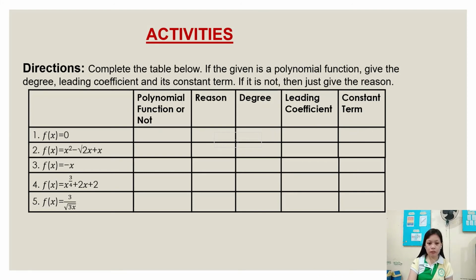Let us have number 1: f of x equals 0. Let's find out if it is a polynomial function or not, its reason, degree, leading coefficient, and constant term. If your answer for number 1 is polynomial, then your answer is correct. The degree is 0, the leading coefficient is none, and the constant term is none.